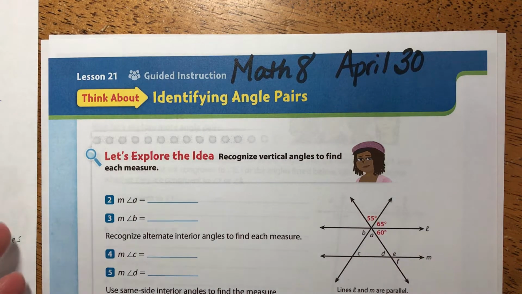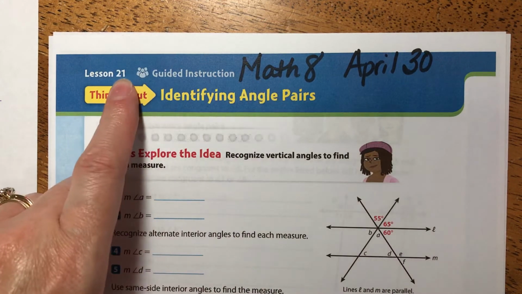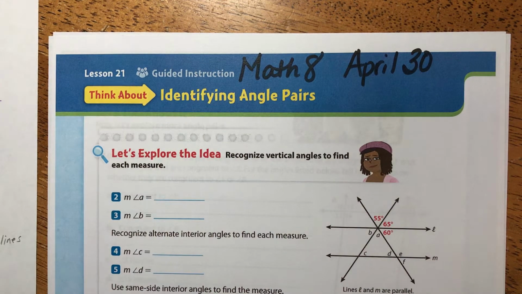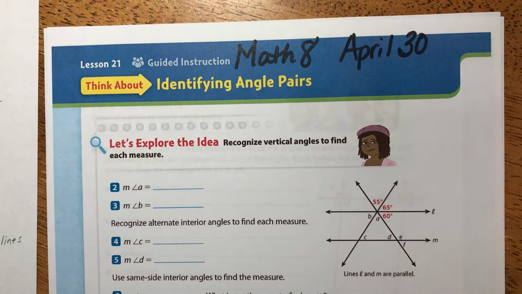Hello, 8th grade. Today is April 30th. This is Math 8. We're working in Lesson 21. We're going to be in your instruction book. I'm on page 186 and 187.